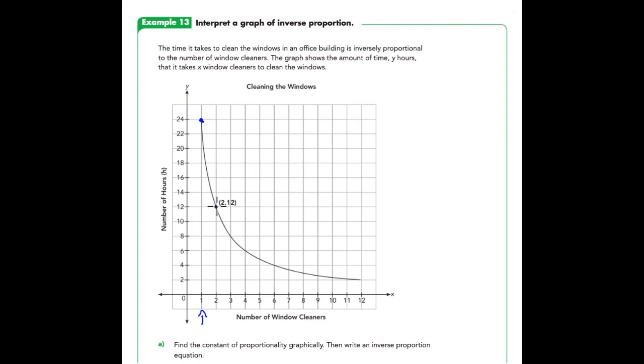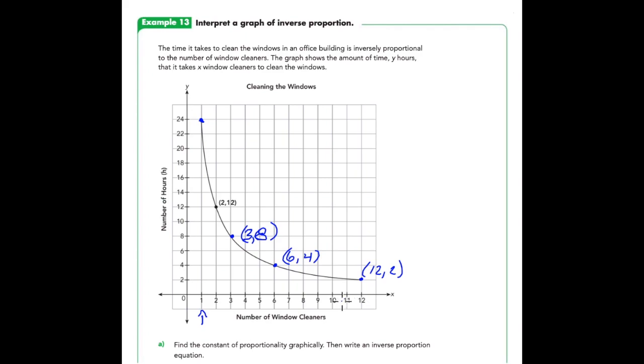Our given point here is (2, 12). There's another point here, (3, 8). We have another point right here at (6, 4). And it looks like we have another point at the end, (12, 2).